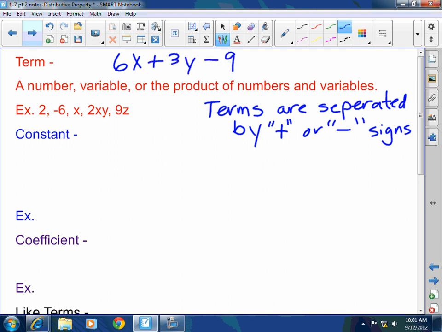How many terms? Yes, sir. 3. 1 term, 2 terms, 3 terms. You with me? Yes. Okay, awesome.